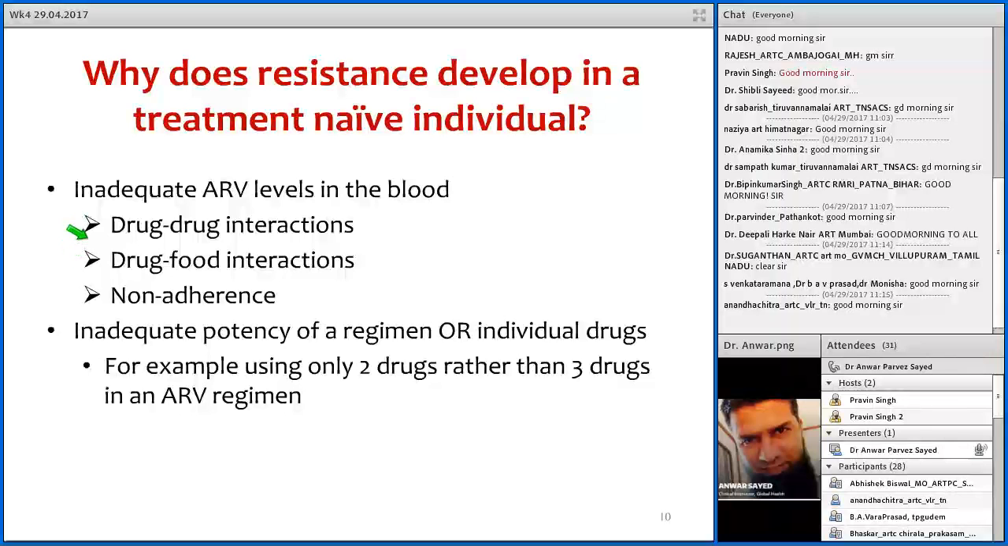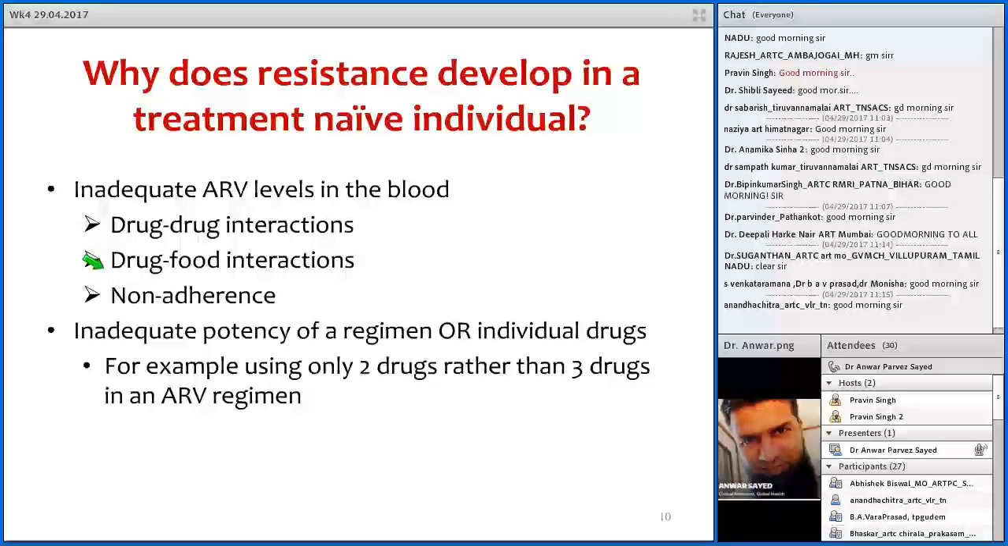For example, proton pump inhibitors interact with the PIs. So if you are using PIs, you should be careful when using proton pump inhibitors. We separate out the timings. We don't increase the doses. All these are examples.